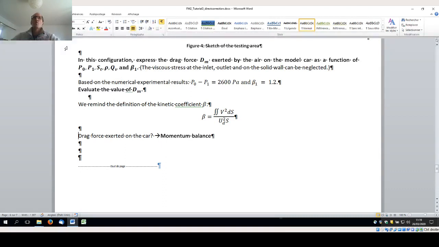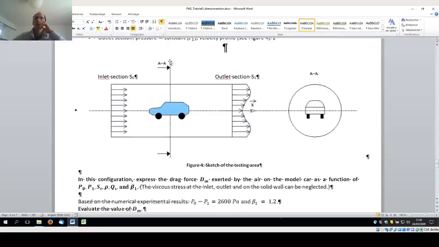So if you followed what we have done in the previous exercise, you should now know more or less the procedure you will try to follow. So maybe I will detail the procedure once again so that it's clearer for you. We'll use this momentum balance and apply it to the configuration we have here.